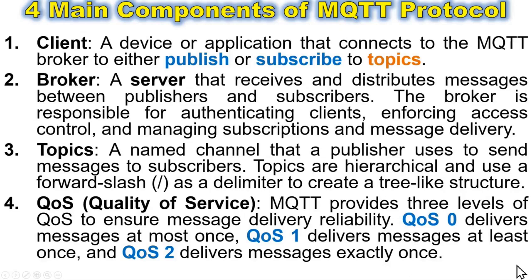Number three, the topics, a named channel that a publisher uses to send messages to subscribers. Topics are hierarchical and use a forward slash as a delimiter to create a tree-like structure. Finally, the quality of service. MQTT provides three levels of quality of service to ensure message delivery reliability. Quality of service 0 delivers messages at most once. Quality of service 1 delivers messages at least once. And quality of service 2 delivers messages exactly once.